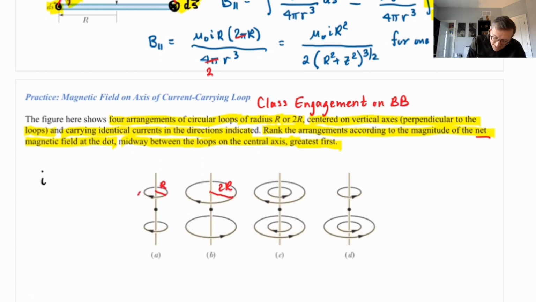And let's say the distance along the perpendicular axis from the center of each loop to the dot is big D. You'll need that to help you organize your thoughts, because you're going to have to take the result we just derived and figure out B net at that center point between them in each case. You've got to figure it out using the formula we just derived to find the B net, and then you can rank them biggest to smallest. That's your practice. That's all for this video, and then we'll have a class video where we will apply these ideas. And that's all for now.